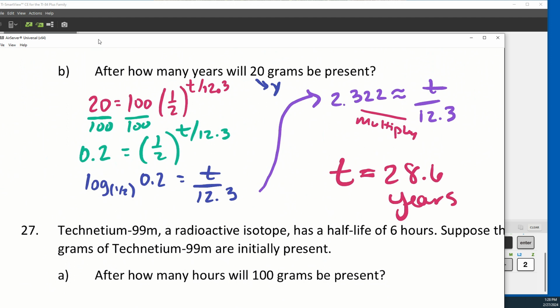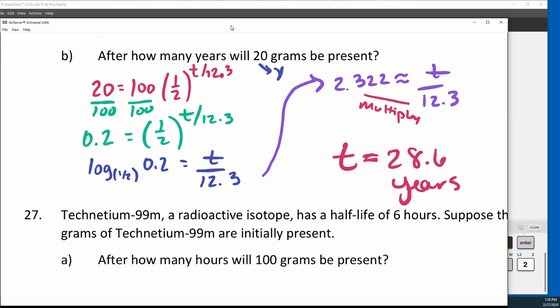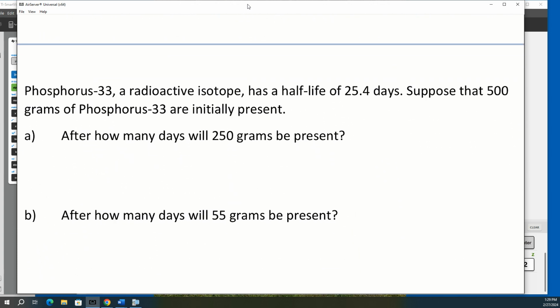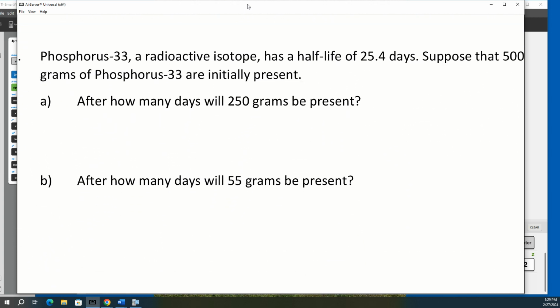Now, I don't know that much about radioactive elements, so I just looked it up. I just Googled different ones, and I found a radioactive isotope with a half-life of 6 hours, so that's super fast. So this radioactive material, after 6 hours, half of the original amount is left. It decays that fast. And then I found another one that had a half-life of 25.4 days. And so sometimes the half-life is in years, sometimes it's in days, sometimes it's in hours.